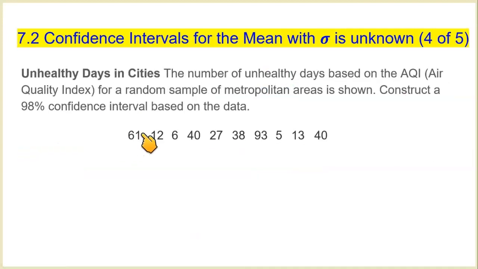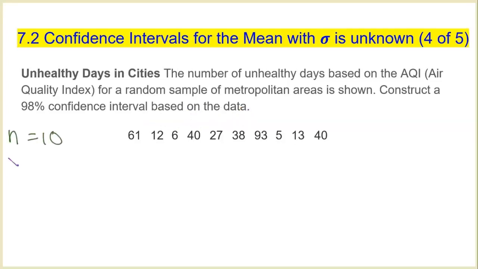So now we'll look at two examples of, if we're provided with the data, how we can find the information that we need to construct the confidence interval. Unhealthy days in cities is what the data is about. The number of unhealthy days based on the AQI, air quality index, for a random sample of metropolitan areas is shown. Construct a 98% confidence interval based on the data.